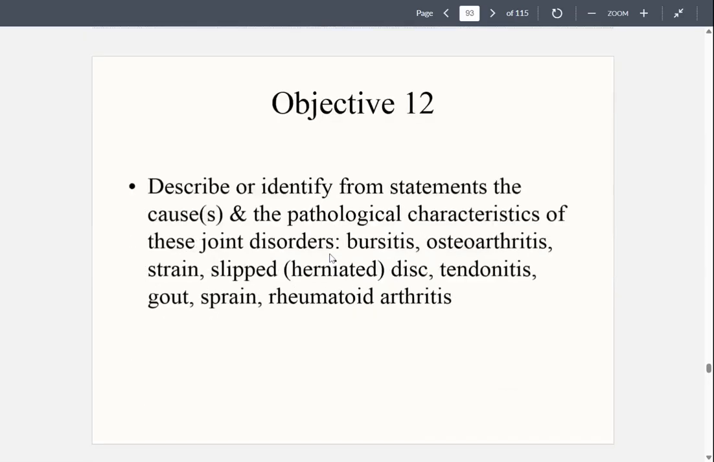But that is our short little discussion on the knee. Next, audio is going to be on joint diseases. Again, it's just going to be a brief overview of a few, and that's actually going to wrap up Unit 5.